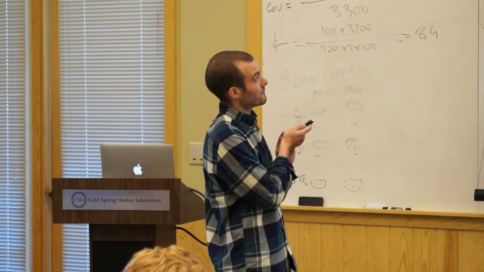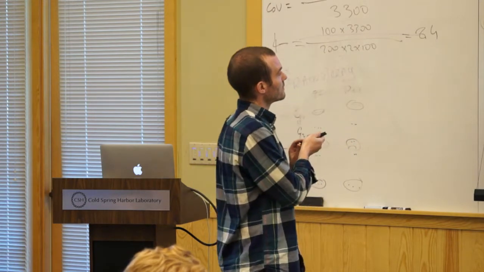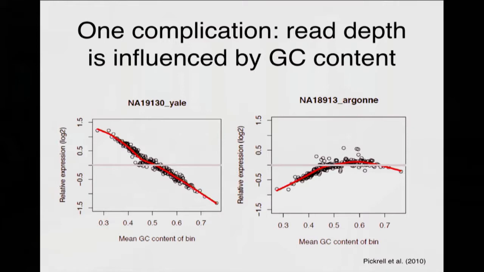One complication is that read depth is influenced by GC content. Here I've taken this cell line, which was sequenced at Yale, and I've split all the exons in the human genome up according to bin of GC content. So take 100,000 exons, take the 1/200th with the lowest GC content, and the 1/200th with the highest GC content, and everything in between, and average the relative expression level of this individual compared to all the other individuals. What you can see is that if you take the lowest GC content bin, this sequencing run really liked low GC content exons and really didn't like high GC content exons.